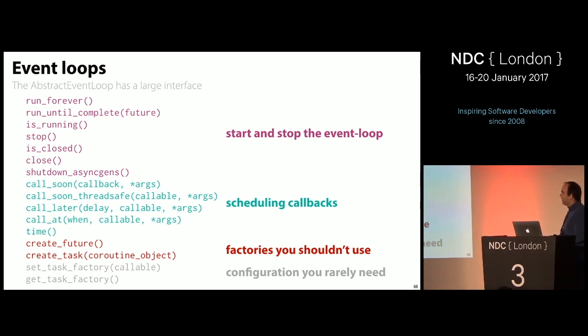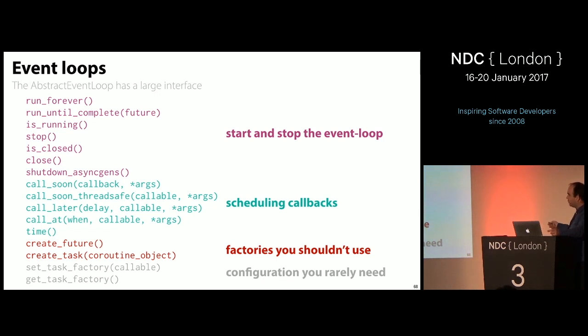Okay, let's come on to the event loop itself, which we've been using. We've called a few functions on it, like create task and create future. But the API of the event loop is huge. It really is a kind of God class. It just does everything. So these are the kinds of things you can find in the event loop interface.